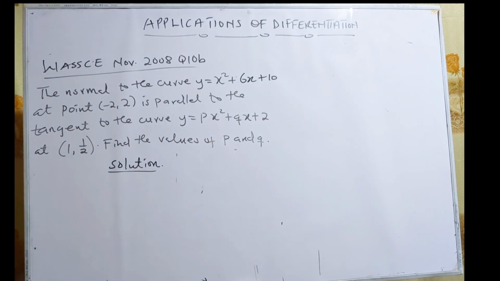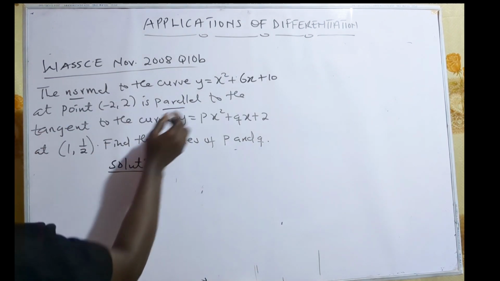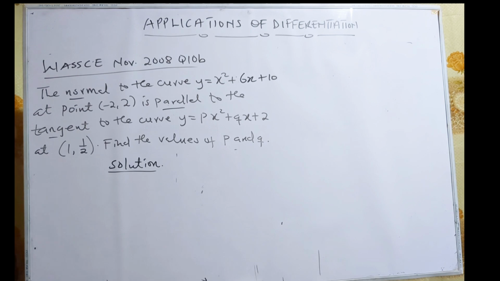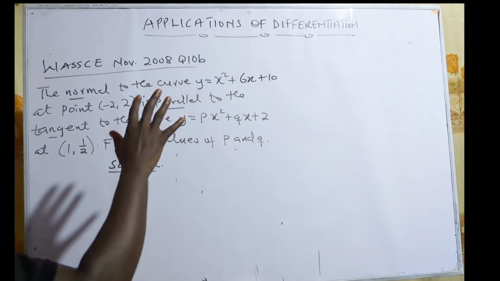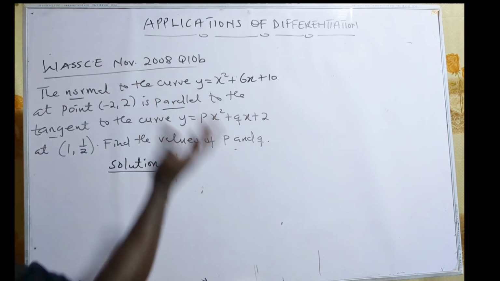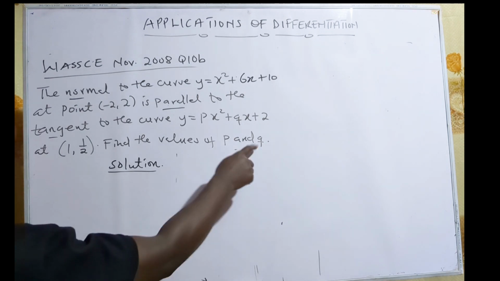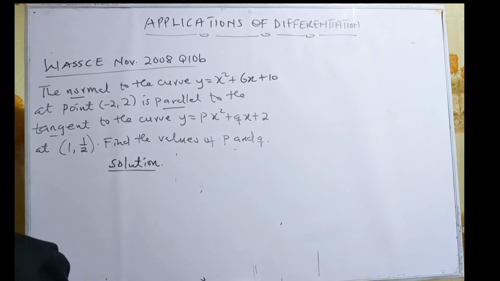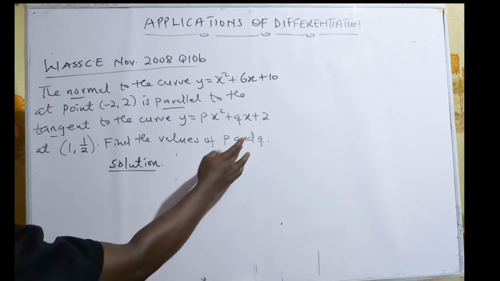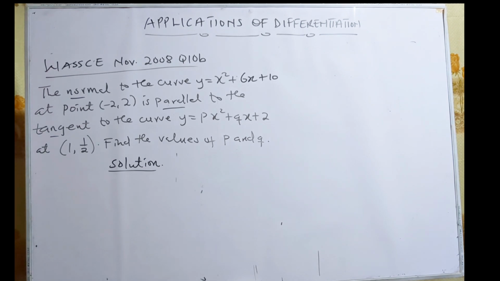Okay, so what we have to take note of here is that if the normal is parallel to the tangent, then they will have the same gradient. If two lines are parallel, it means they have the same gradient. So what we have to do is find the gradient of the normal and the gradient of the tangent and equate them. After that, we look for another equation to find p and q. Since we are finding two variables, we are going to get simultaneous equations.